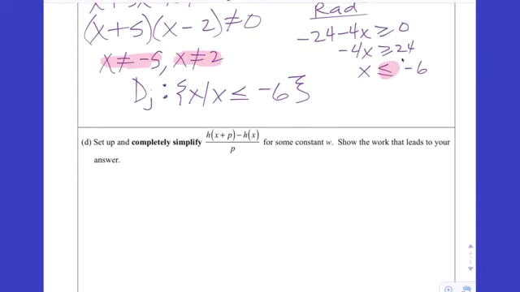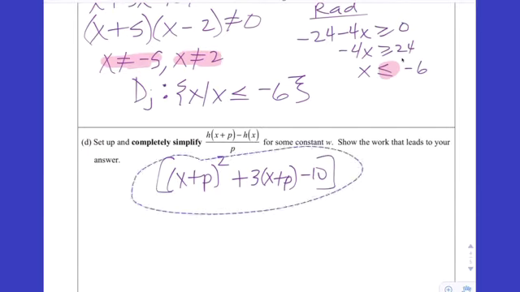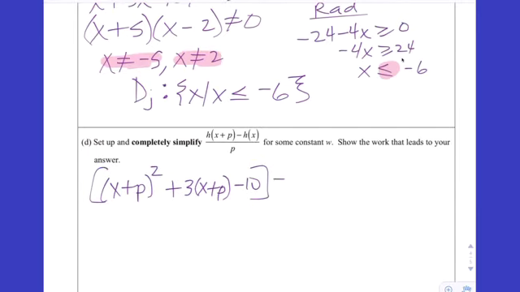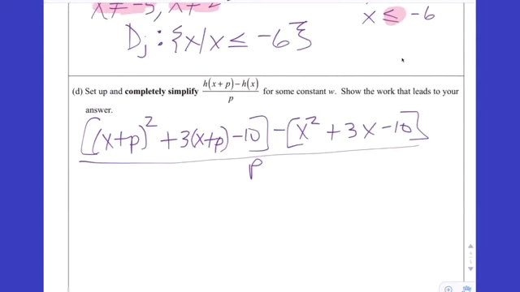All right, and then the last one here, we're setting up the expression. So h of x plus p, that's going to be x plus p squared. This is my favorite problem again. Plus 3 times x plus p. And then minus 10. There's the first term. And then the next term is just minus h of x itself, which is x squared plus 3x minus 10. And it's all over p. So make sure you keep putting it all over p.